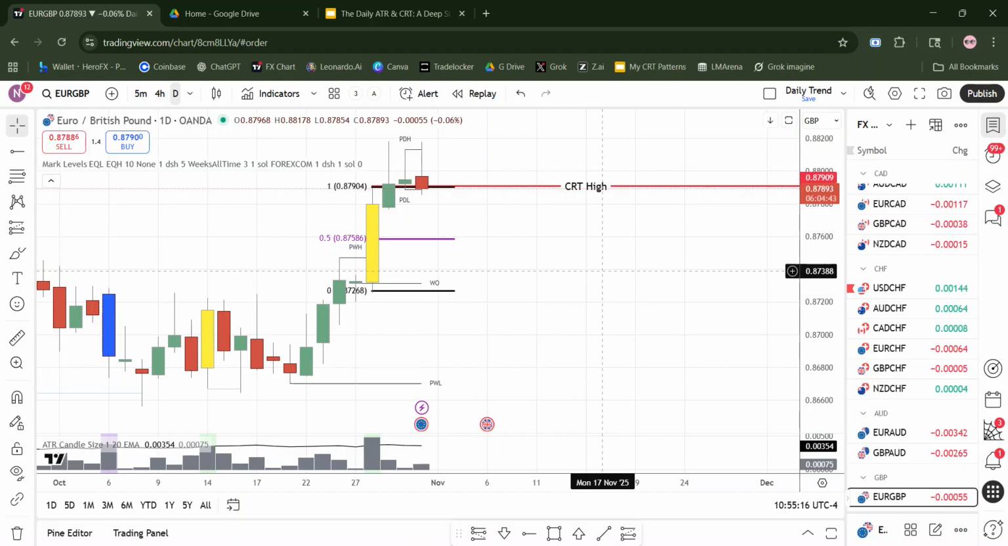That's how you forecast and look at pairs in the future and how you take the trades once they play out. So I hope you got some value out of this.